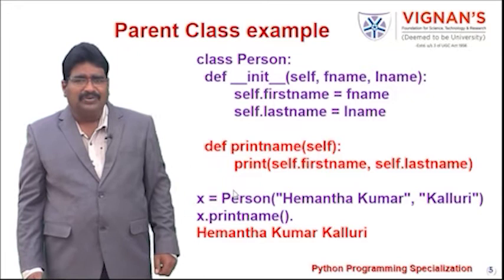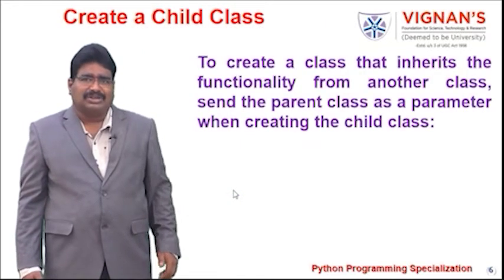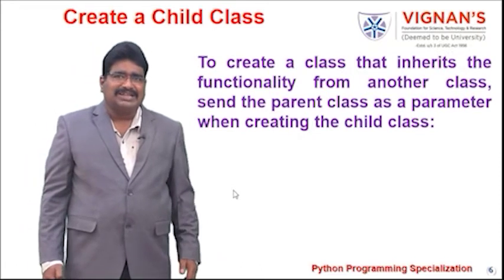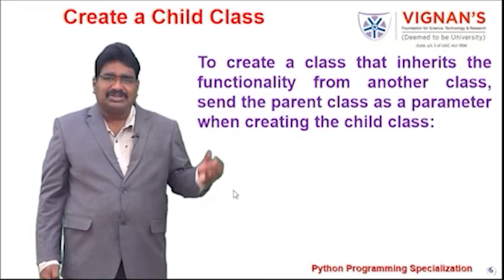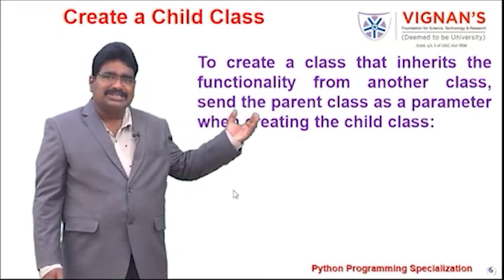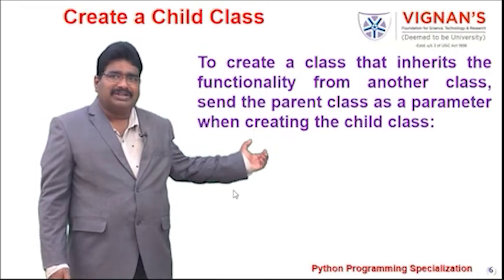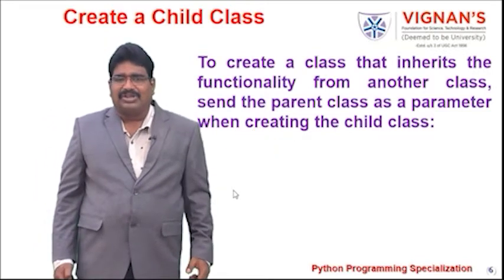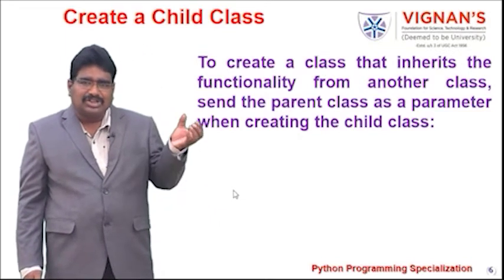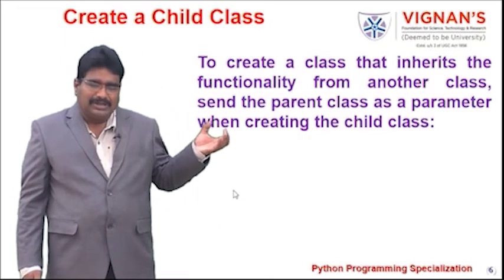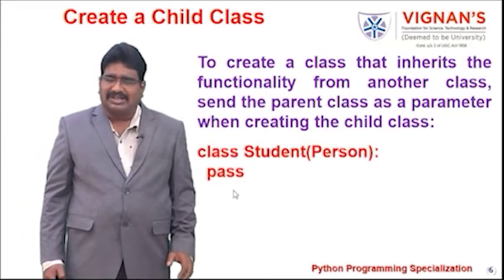Now we try to discuss how to create a child class. To create a class that inherits the functionality from another class, the class we need to inherit from is sent as a parameter when creating the child class. That is, whenever we need to create a child class from a parent class, the parent class needs to be given as the parameter in the child class definition, and then the child class is created.